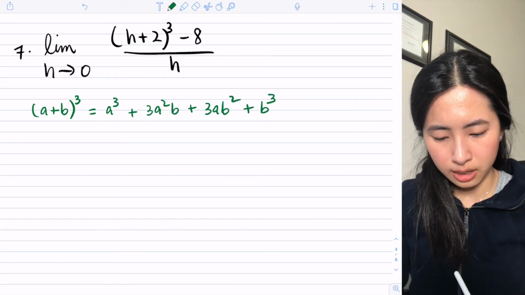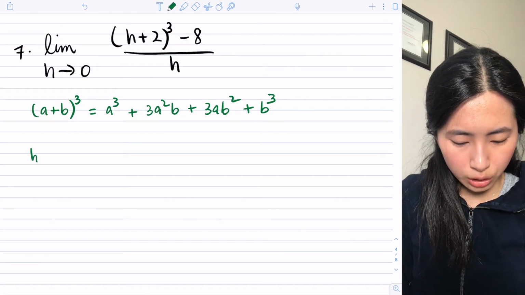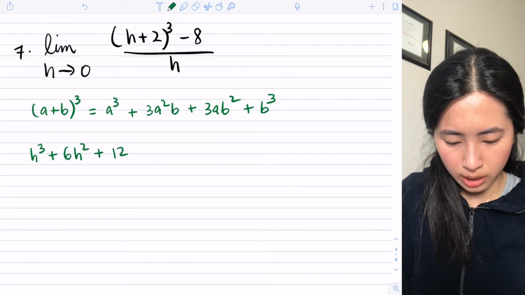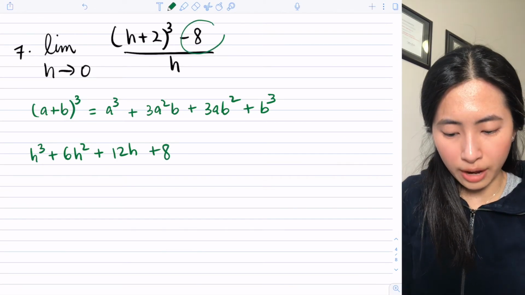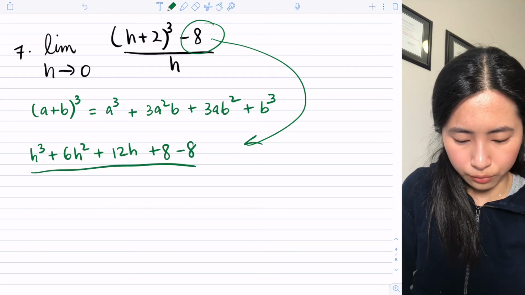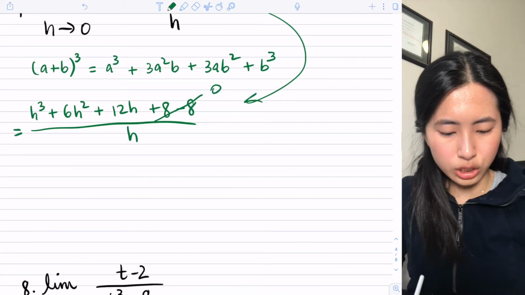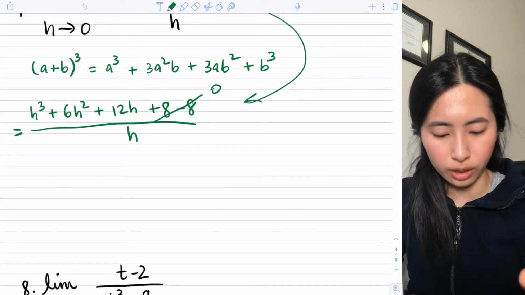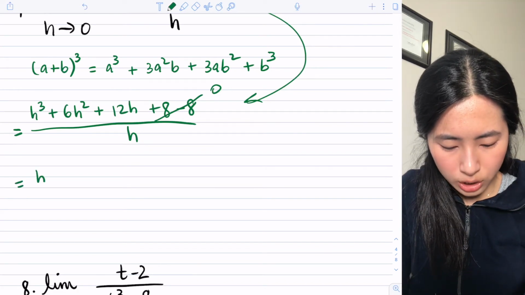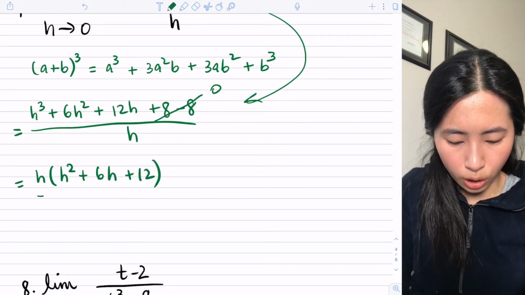As you can see, we can expand (h + 2)^3 into h^3 + 6h^2 + 12h + 8. Because you do have that -8 in your numerator, we can just carry that over and have -8, all over h. So the 8 and -8 become 0. Just by looking at h^3 + 6h^2 + 12h, we do have a greatest common factor, which is h. So we can take out h, and we would be left with h^2 + 6h + 12, all over h.